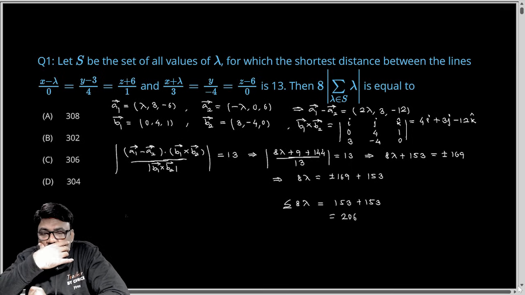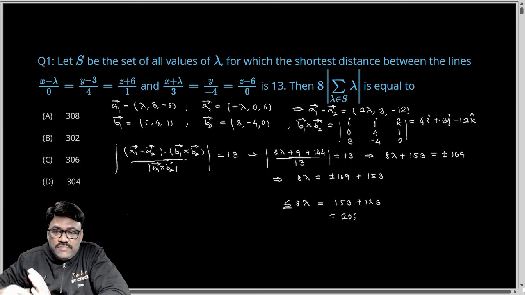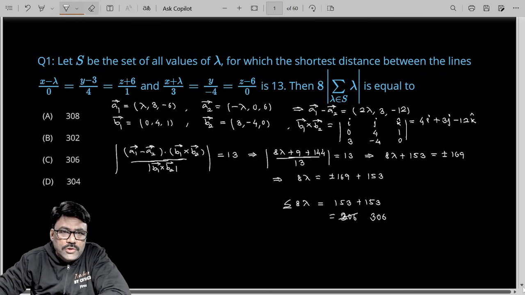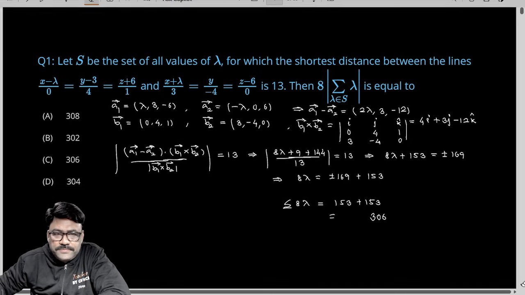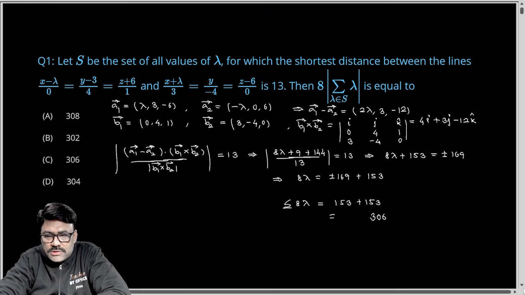But actually they are asking the mod value now. It is right. Mod value of the summation of lambda, not the summation of mod lambda. Then it is right. 306, my bad. 306, not 206. So C should be the correct answer here.